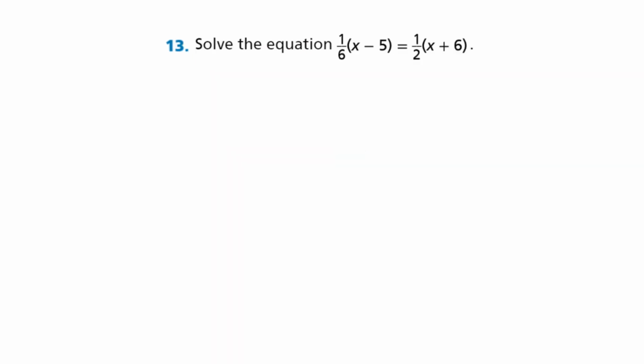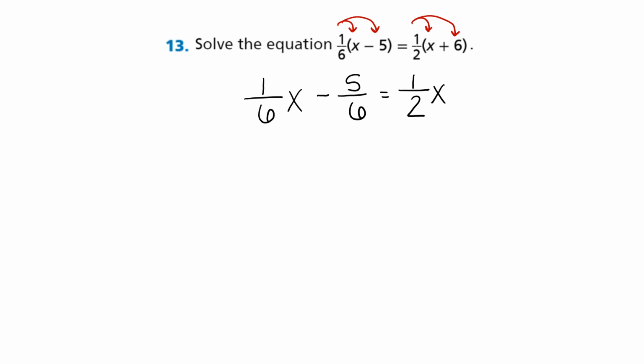For 13, we start by solving the equation. We multiply both pieces of the parentheses. 1/6 times x makes the fraction 1/6 x. 1/6 times the negative 5 is going to give us the fraction negative 5/6. Multiplying again, 1/2 times x gives us the fraction 1/2 x. 1/2 times 6 gives us the value of 3.